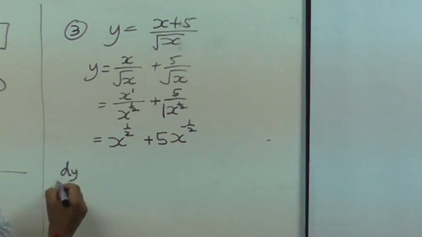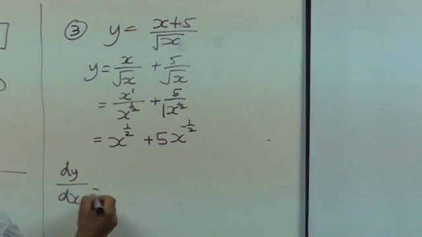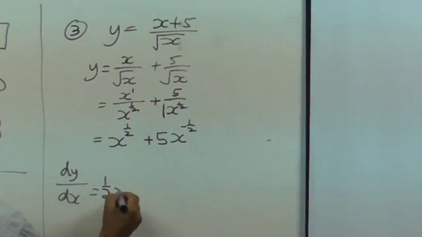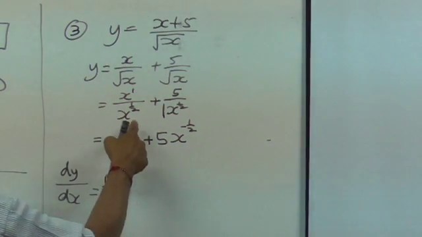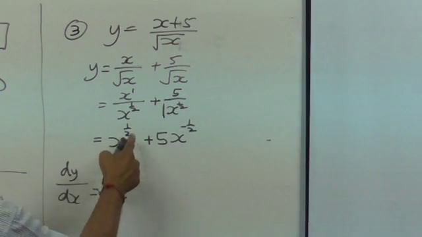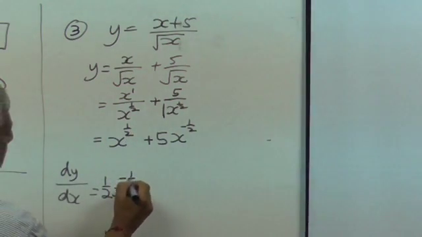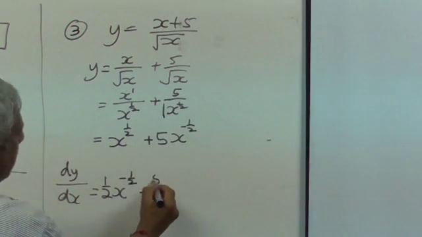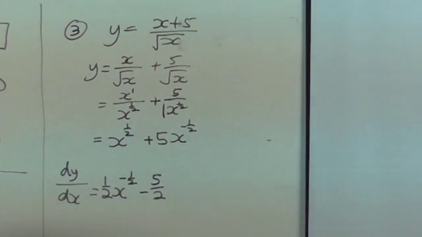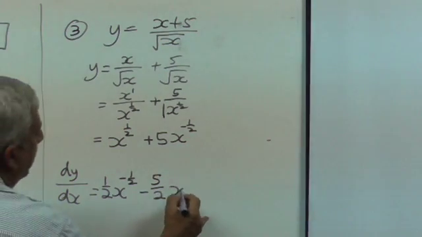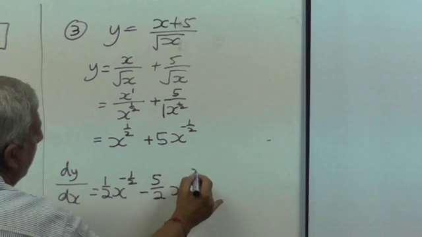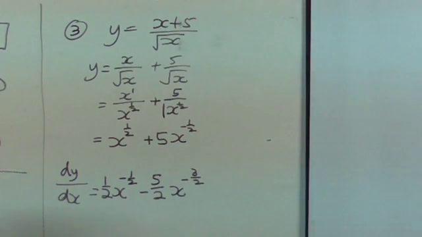So you are finding dy by dx. Half times the 1 that is understood here is half. Write down x. Half minus 1 will give you minus half. Half times plus 5 will give you minus 5 over 2. Write down the x. Half minus 1 will give you minus 3 over 2.